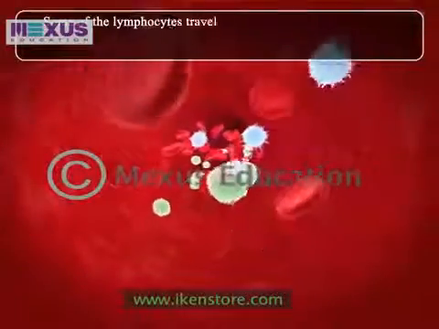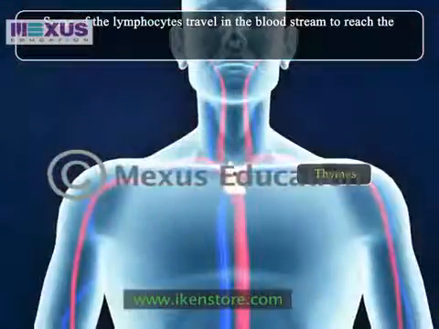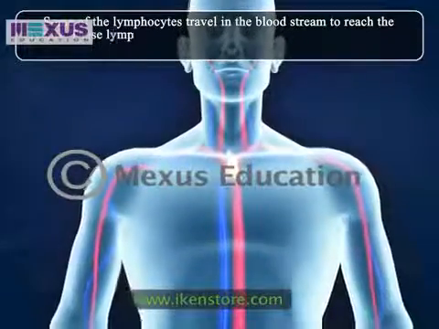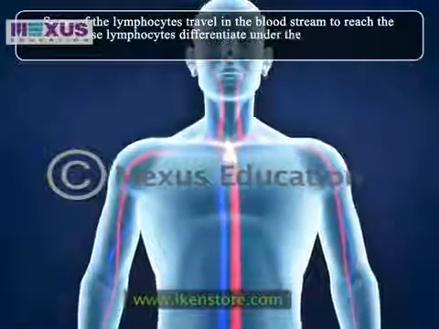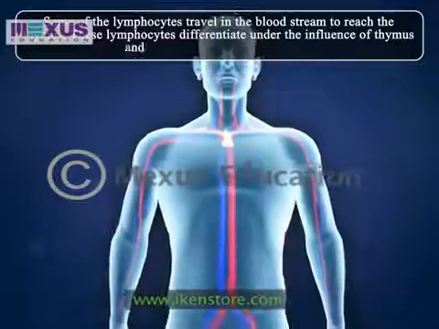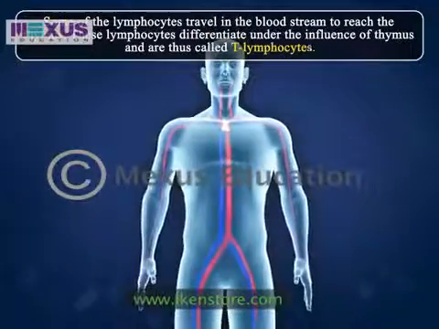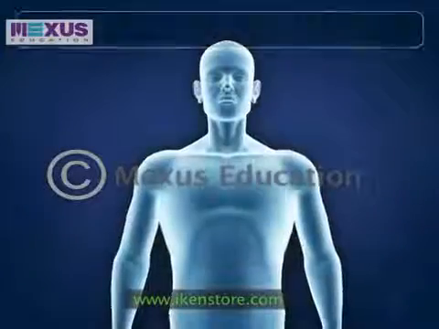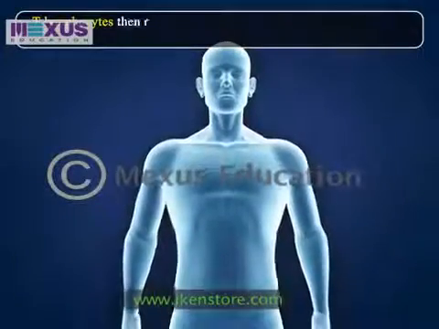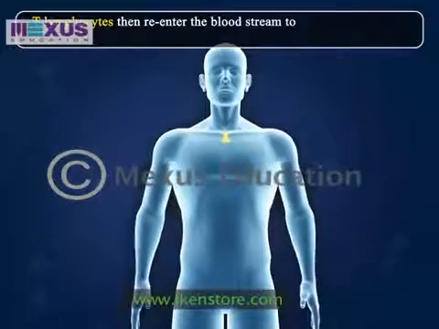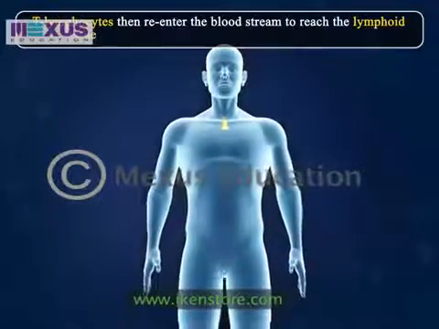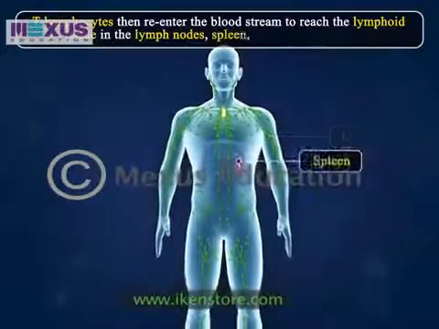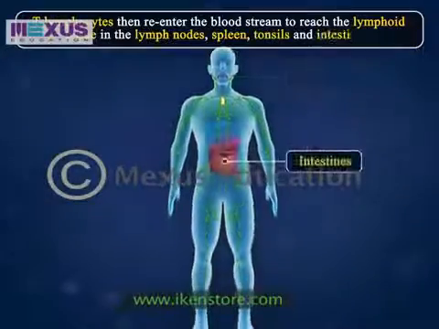Some of them travel in the bloodstream to reach the thymus. These cells then differentiate under the influence of thymus and are thus called T lymphocytes. T lymphocytes then re-enter the bloodstream to reach the lymphoid tissue in the lymph nodes, spleen, tonsils, and intestines.